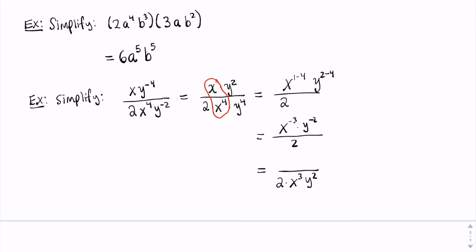And what's on top then? 1. Yeah, just a number 1. And there is nothing else we can do for this problem. So this is in simplest form, as simple as we can write it.